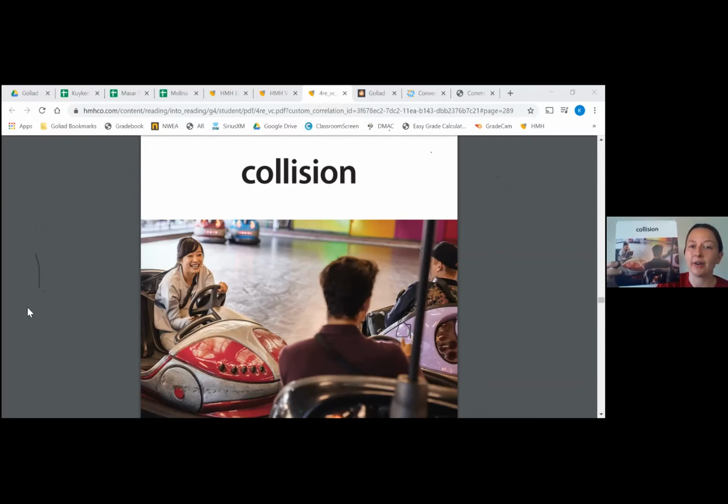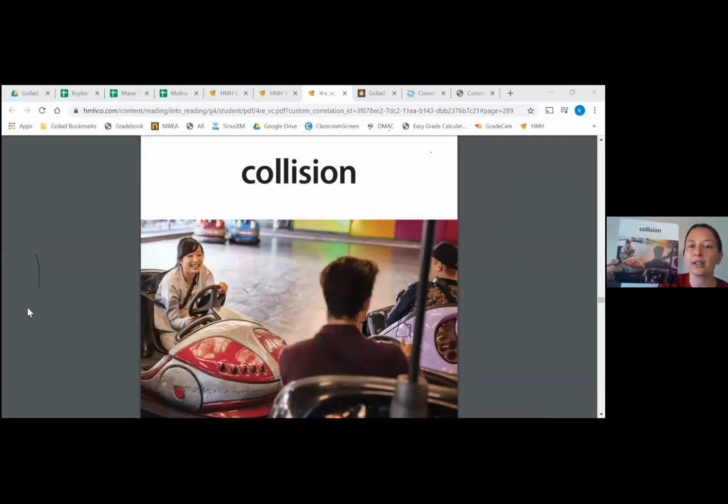Good. Okay, let's listen to our sentence. Rubber bumpers soften the collision between bumper cars. Crash. A crash, right? But do they run into each other very hard with those soft cushions? No, not so hard where it would hurt anybody, right?